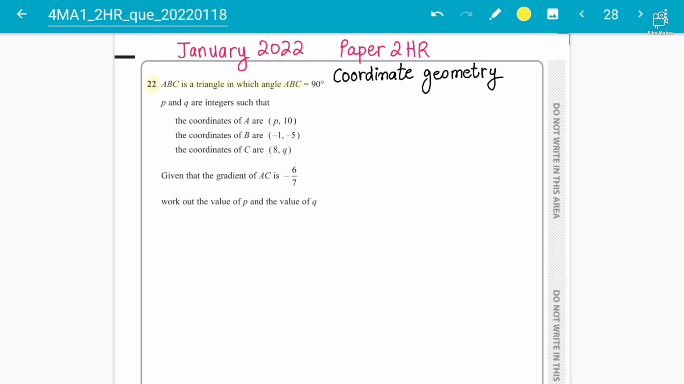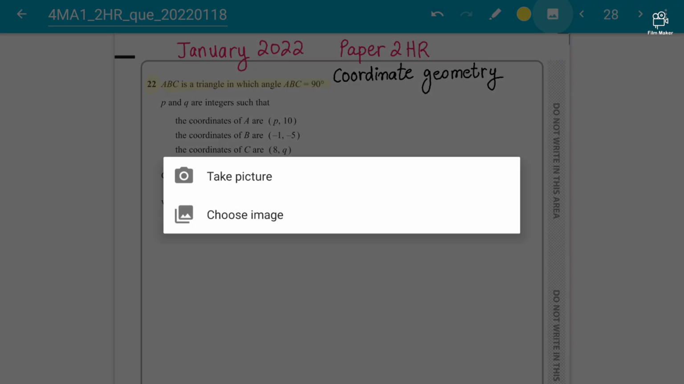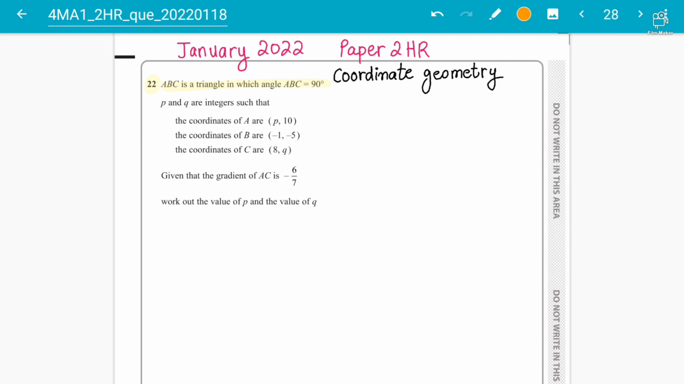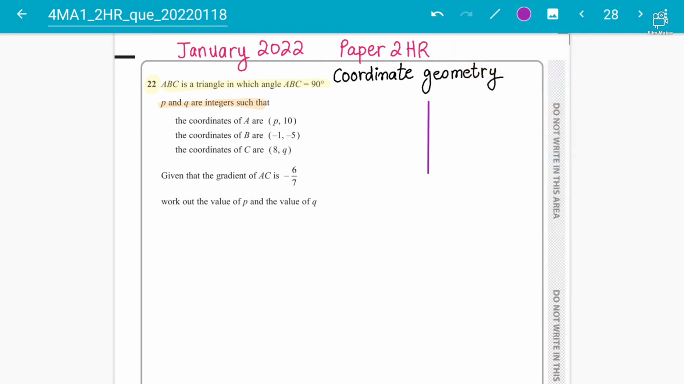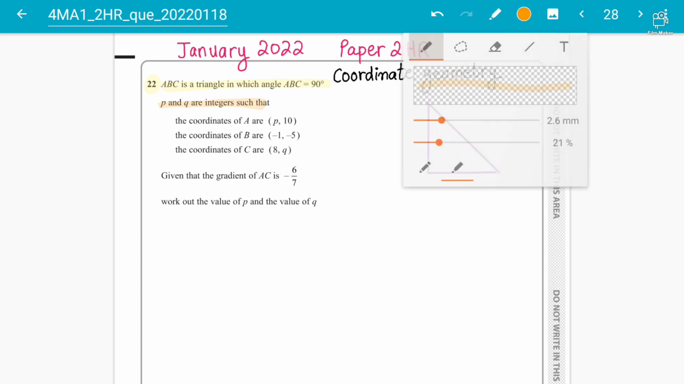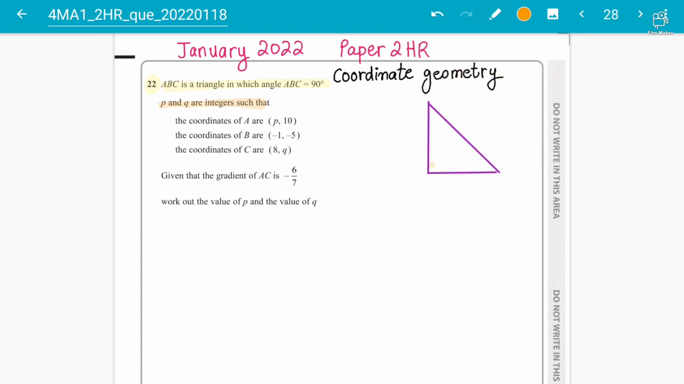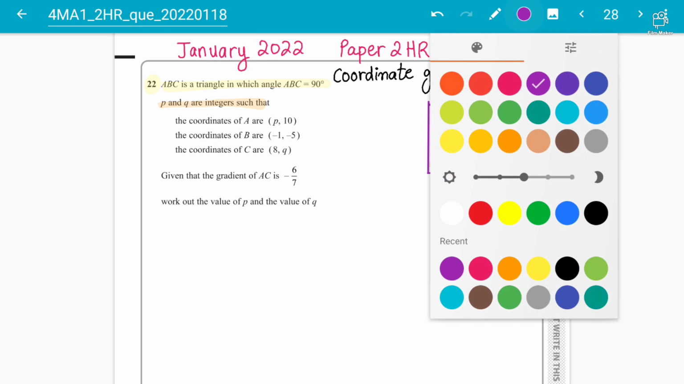We have ABC is a triangle in which angle ABC is 90 degrees, and P and Q are integers. Okay, so the first thing is to make the diagram. Always remember, try to make a diagram, that will help you. So ABC is a right angle triangle in which B is 90 degrees. You mention that and mark that.